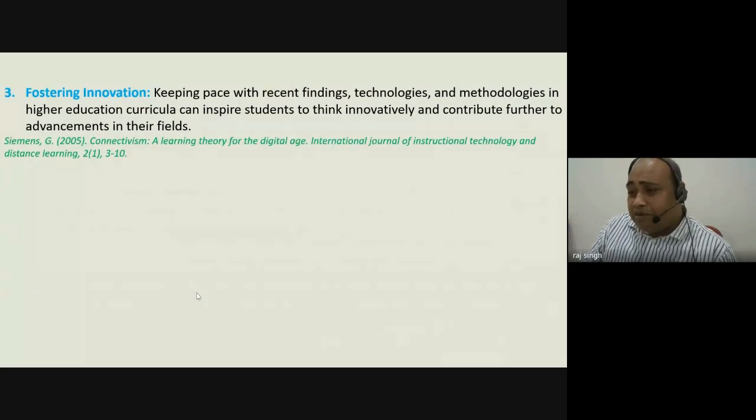Everybody is talking about innovation these days. Those countries who are innovating are surviving. South Korea, Singapore, Israel, they spend a lot of money on innovation.